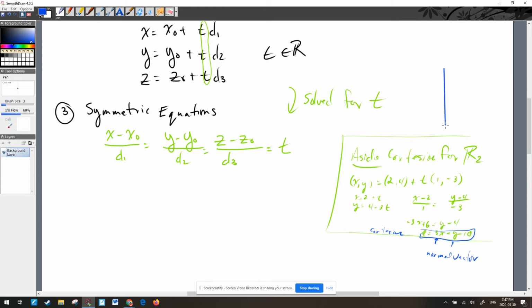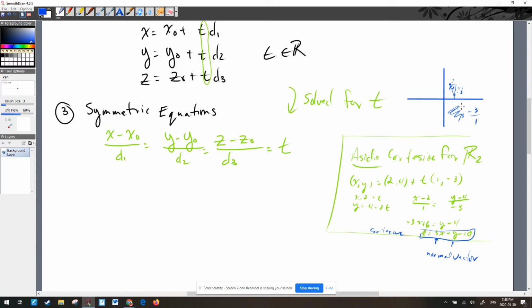So if we think about this line in R2 that we have here, it's got an anchor point out here of 2 and 4. And then it's got a direction vector that says go over 1 and down 3. So there's 1 and there's negative 3. And so you can see that it's actually got a slope of negative 3 over 1, rise over run. Nevertheless, that's our slope of this.